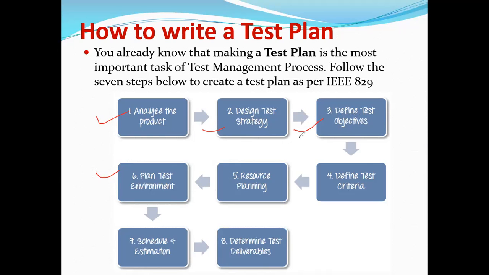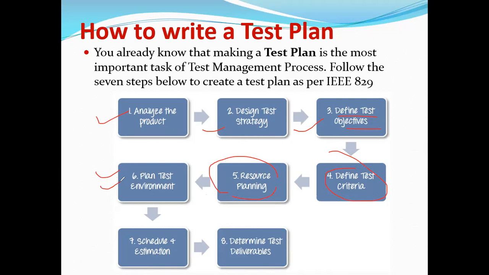Oh, I'm going from 1 to 3 to directly 6. It is not the way. After defining the test objective, you have to define the test criteria. Test criteria means in which way, what type of a test you are undergoing, so that you have to define. Then resource planning, what I just told, what extra resources you may need in testing of that particular software, so that you have to define at this stage.